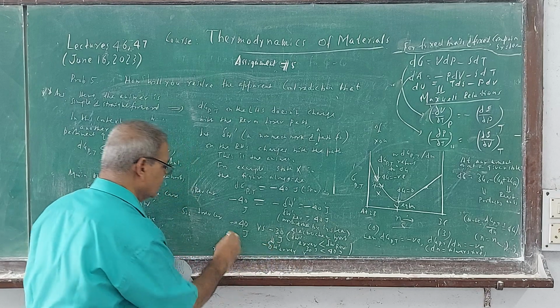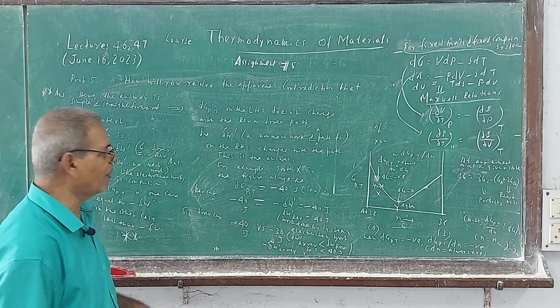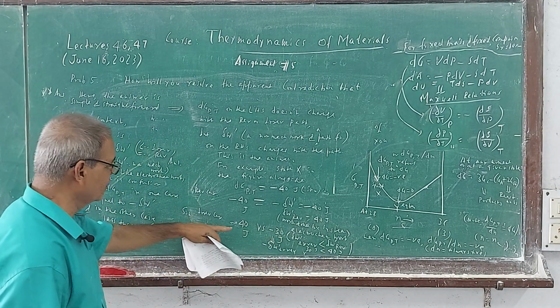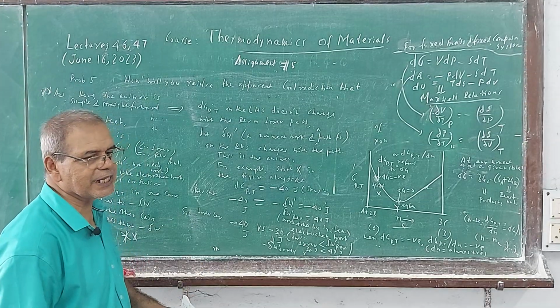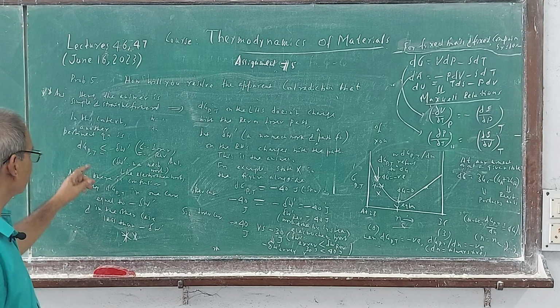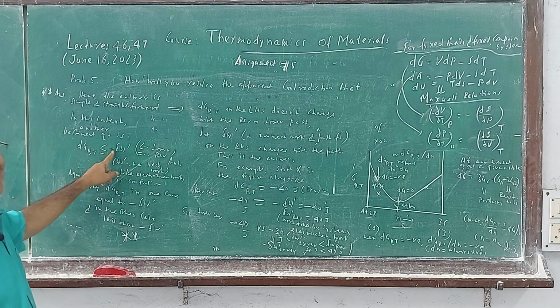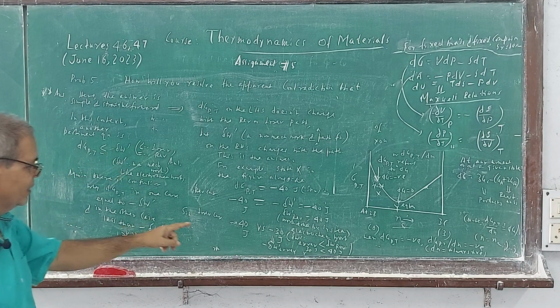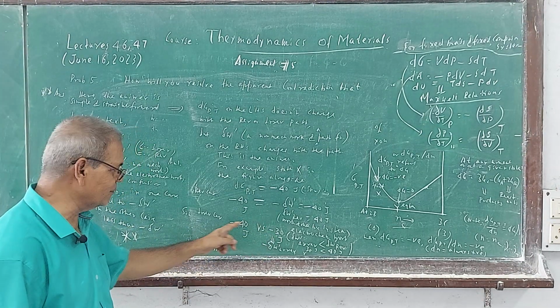Irreversible is minus. So what is the sign? Minus 40 and minus 40. Which is less? Minus 40 is less. It is less, more negative.